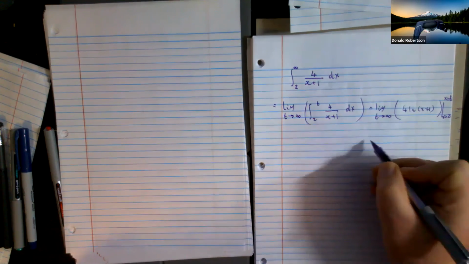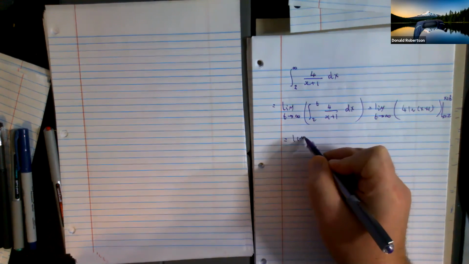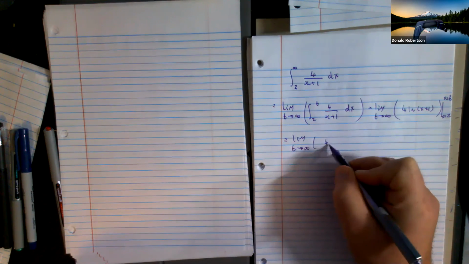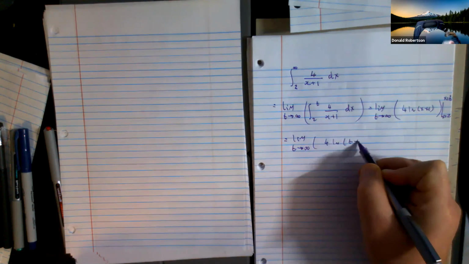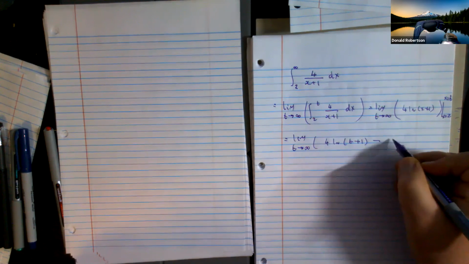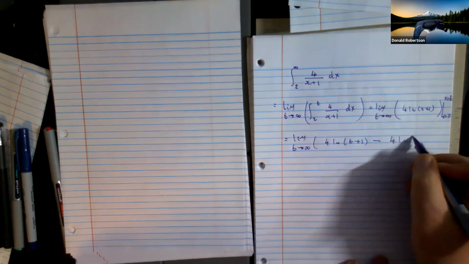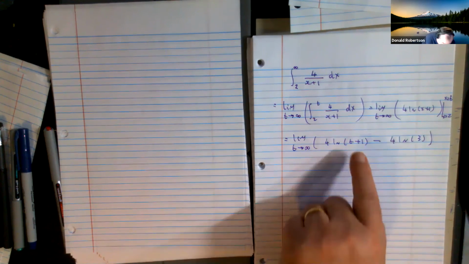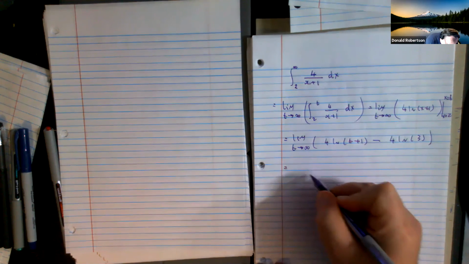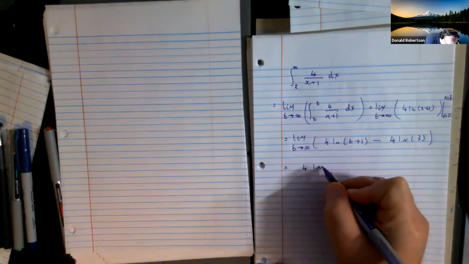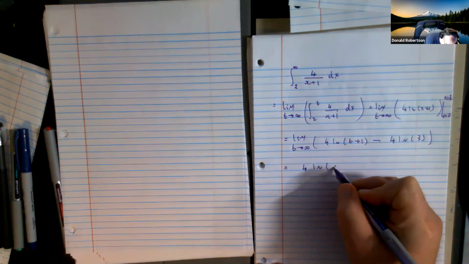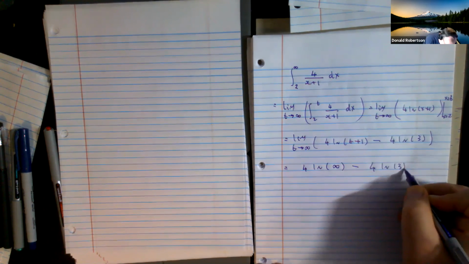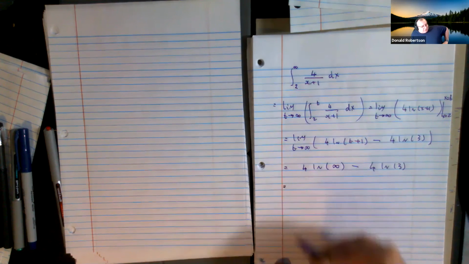Which means that we're going to get the limit as t tends to infinity of 4 natural log of t plus 1, take away 4 the natural log of 3. Now in this question, I can do brute force. 4 times the natural log of infinity, take away 4 times the natural log of 3.